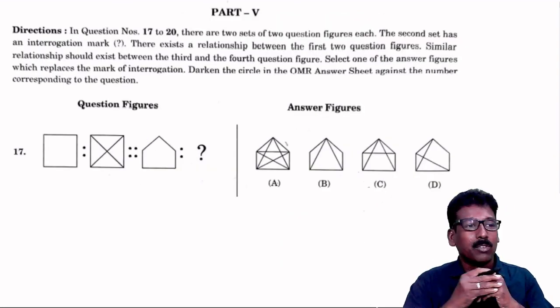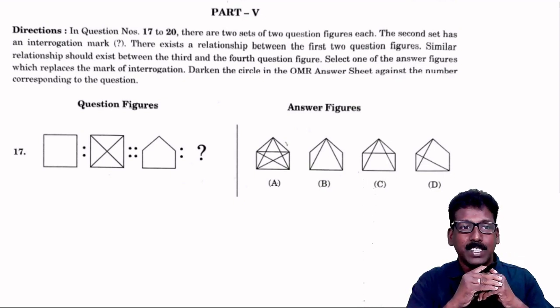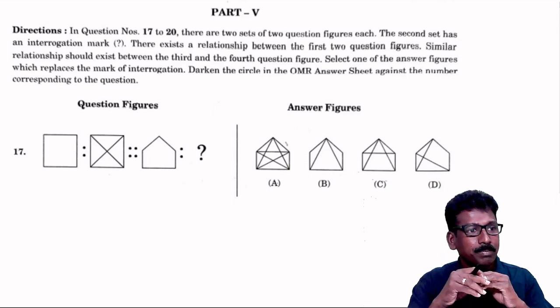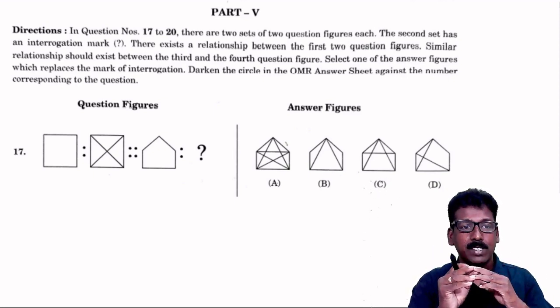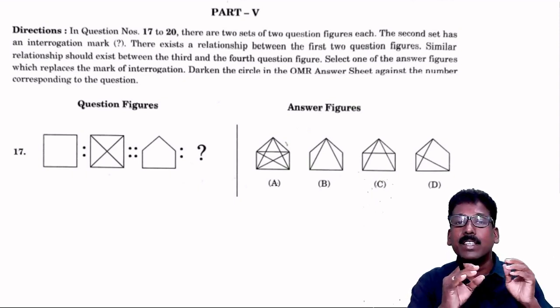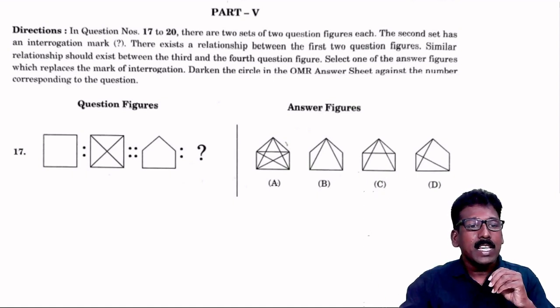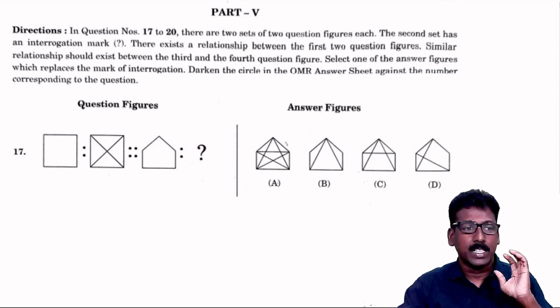This is part 5. There are two sets of two question figures. The second set has an interrogation mark. There exists a relationship between the first two question figures. A similar relation should exist between the third and fourth question figure. Select one of the answer figures which replaces the mark of interrogation.